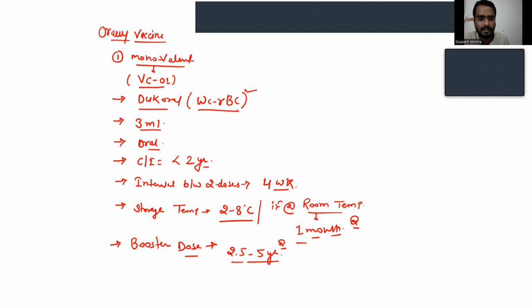Name is Dukoral WC-rBS. The volume of a single dose is 3 ml. Oral route, contraindicated in children less than 2 years. The interval between two doses of monovalent cholera vaccine is 4 weeks. The storage temperature is 2 to 8 degrees centigrade. If you are storing at room temperature, you can store for a minimum of 1 month, after that it may be discarded and cannot be utilized. And the booster dose we can give at the age of 2.5 to 5 years.